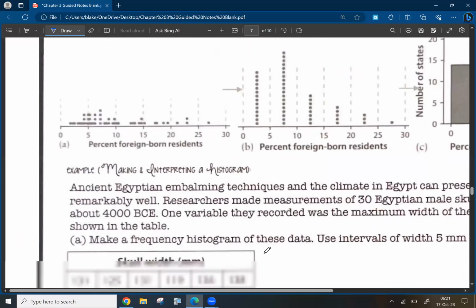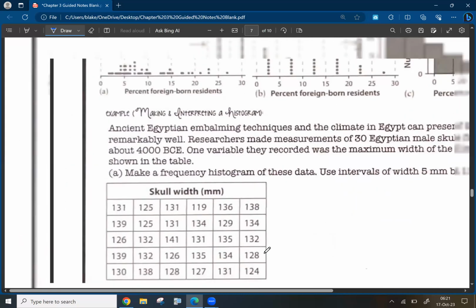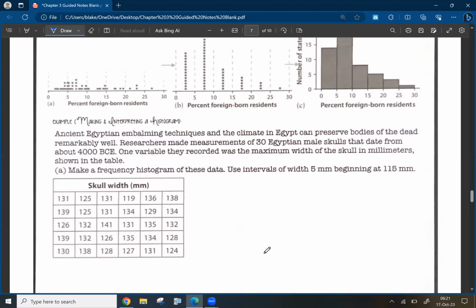Okay. All right, let's look at our example here. We'll make one. So it says ancient Egyptian embalming techniques and the climate in Egypt can preserve bodies of the dead remarkably well. Researchers made measurements of 30 Egyptian male skulls that date from about 4000 BCE. One variable they recorded was the maximum width of the skull in millimeters, shown in the table. Make a frequency histogram of these data. Use intervals of width 5 millimeters beginning at 115.